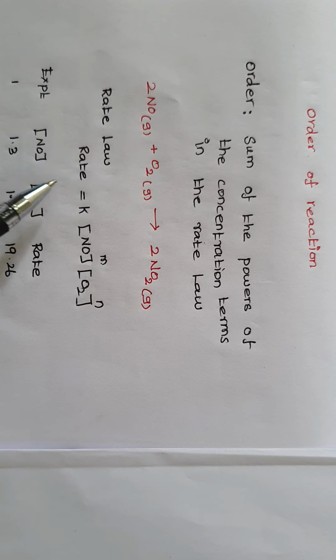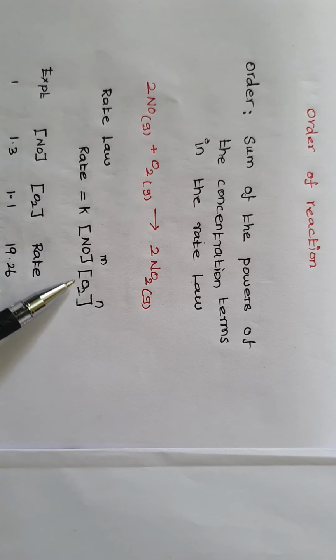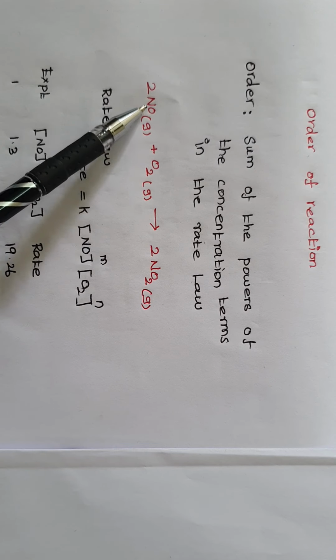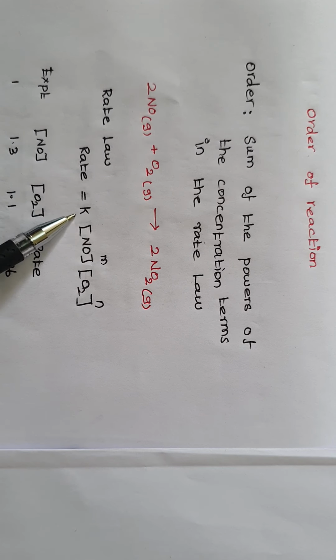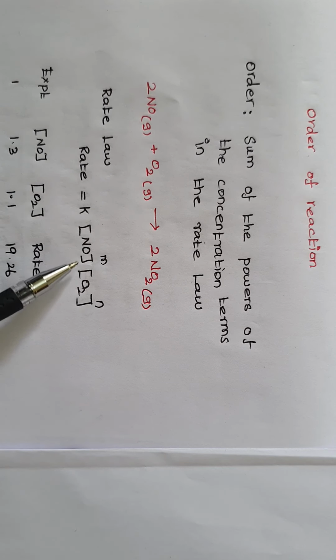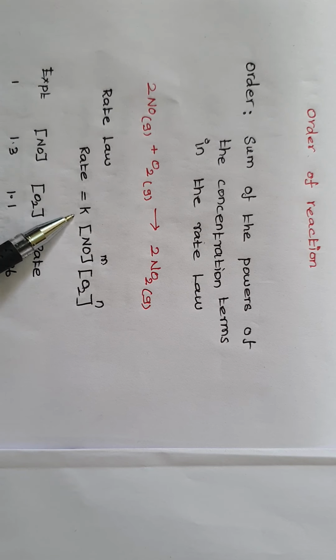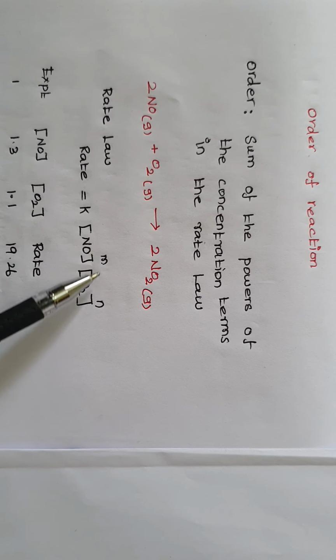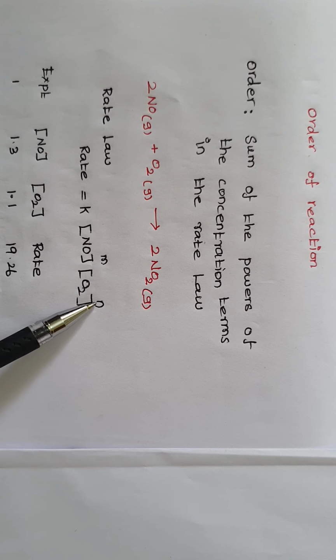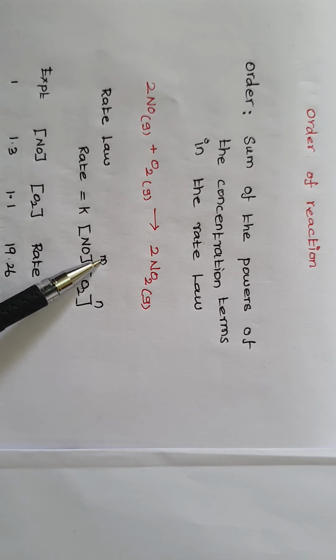According to the law of mass action, rate is directly proportional to the concentration of reactant molecules. Here these two are reactant molecules, NO and O2. So rate is equal to K into concentration of NO into concentration of O2, where K is the velocity constant or rate constant. So we have to find m and n, then only we can find the order. These m and n values are calculated with the help of these details.